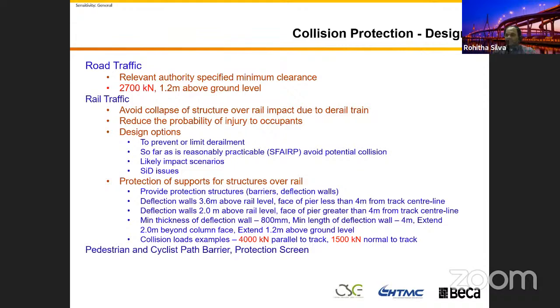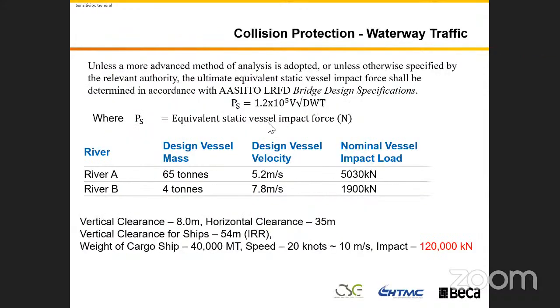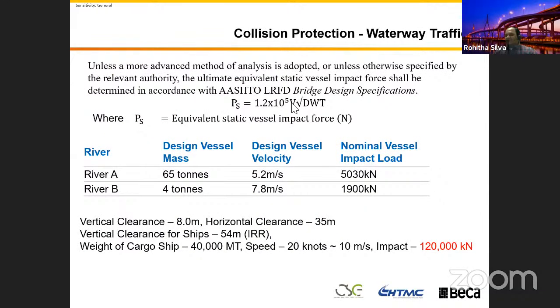That one is proportionate to the velocity and the weight of the vessel. That's why the higher the vessel weight, the higher the impact load. For example, for the container ships, a 40,000 metric ton one, you get a 120 meganewton impact, which is massive.